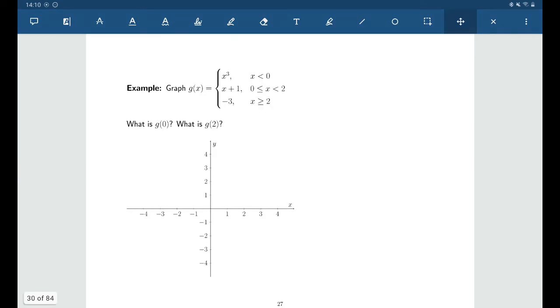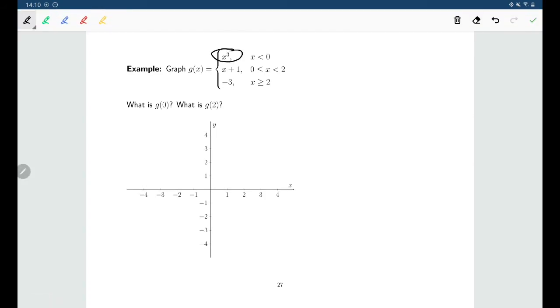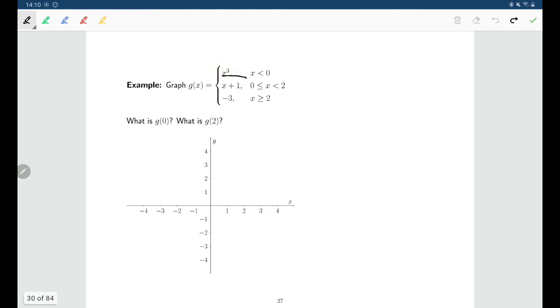Okay, and last one here that we've got, we have a cubic function. We've got a straight line with a slope of 1 and an intercept of 1, (0, 1). We've got a constant function. We've got all of the things that we need, so let's get into the drawing.